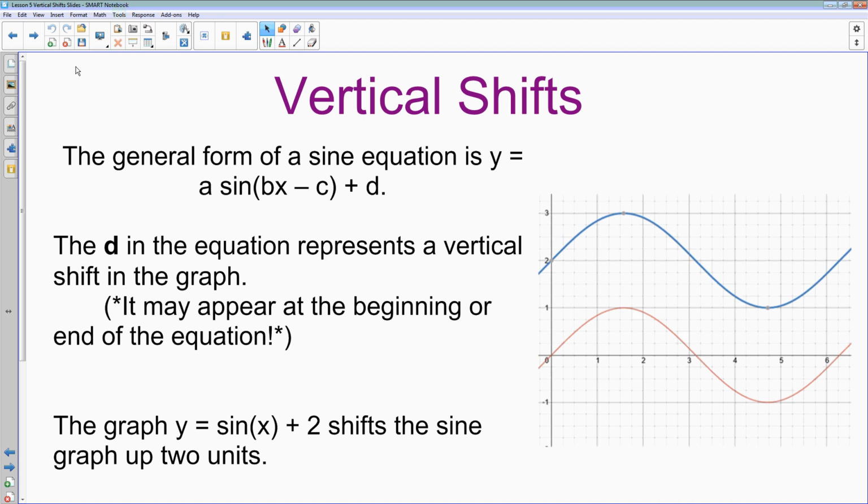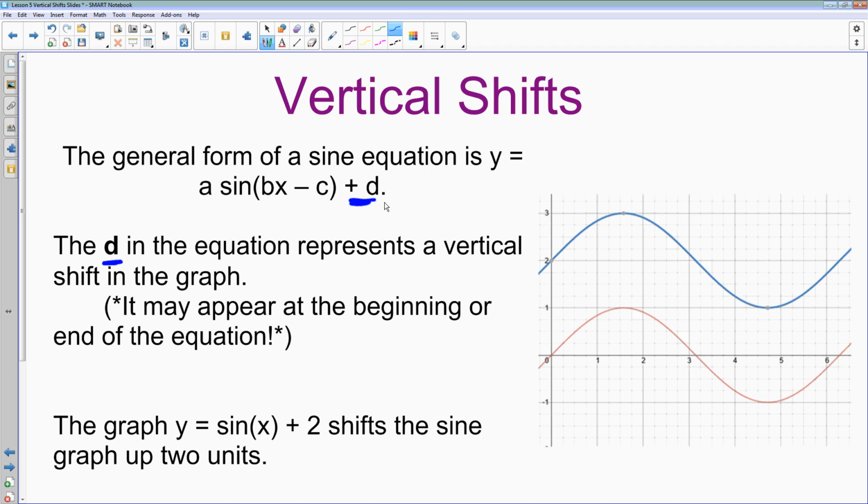Okay, so in general, we have our sine equation, and that is y equals a sine of bx minus c plus d. Now the d portion of the equation is your vertical shift. Okay, and it could potentially appear at the beginning or the end. Just remember that it is going to be attached to your function by addition or subtraction. So that's how you know it's not getting confused with your a value.